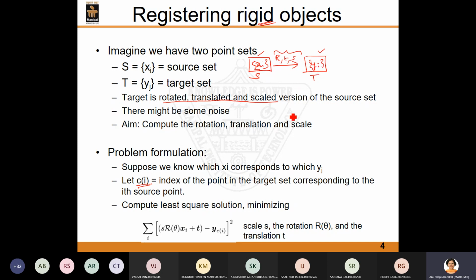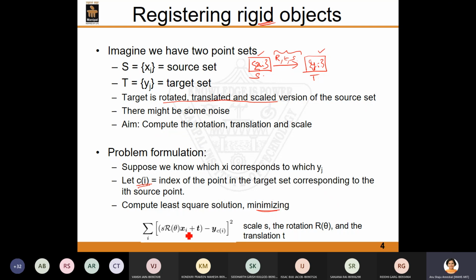Now, in order to find these rotation, translation, and scaling operations, or the values of these which would best fit the source and the target, which means what are the values of r, t, and s which, when applied on the source, will give me the target image, we can formulate that as a minimization problem. It's a least square minimization problem.